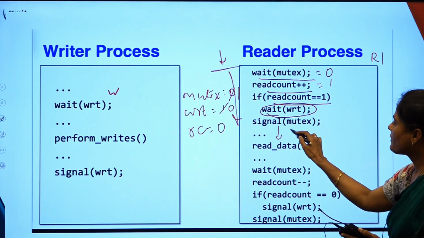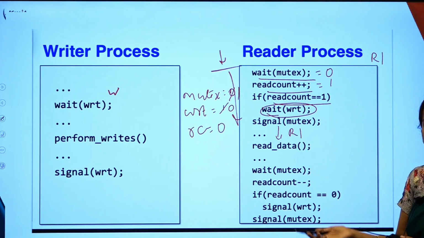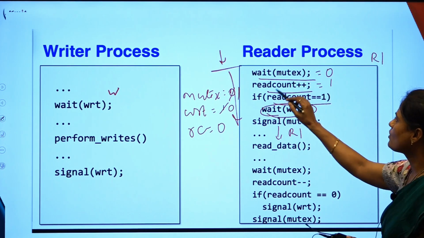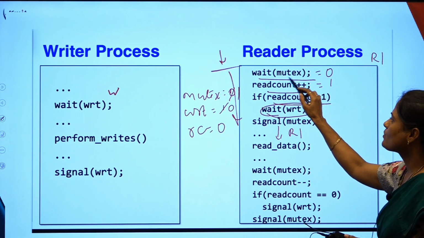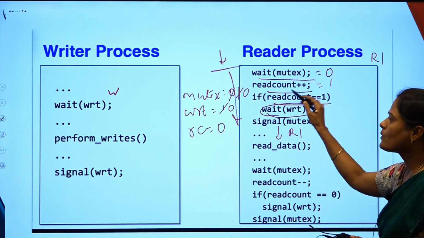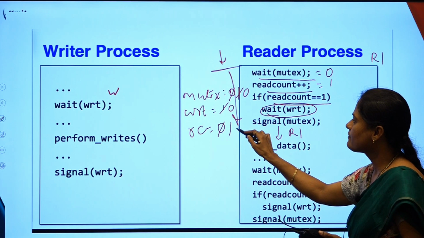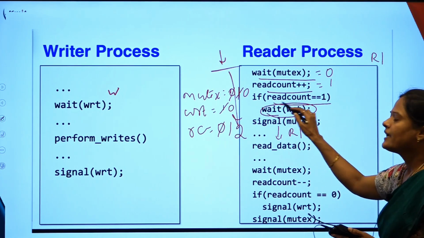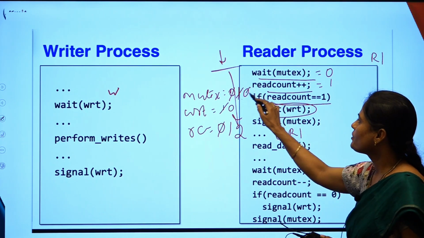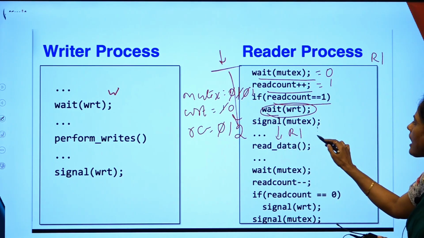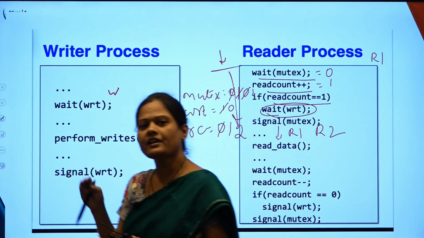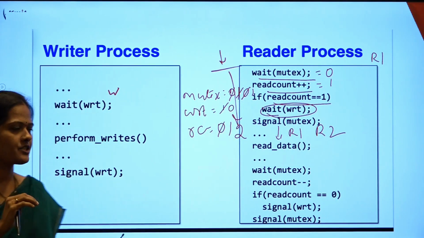Now R1 is already in the critical section, and R2 wants to enter the critical section. If you execute the code once again, wait of mutex: what is your mutex value here? 1, so it will again become 0. Read count, which was previously 1, will now be updated to 2. Is read count equal to 1? No. Signal of mutex, so you again make your mutex value 1 and R2 will also enter into your critical section. So here R1 and R2 are both in your critical section.